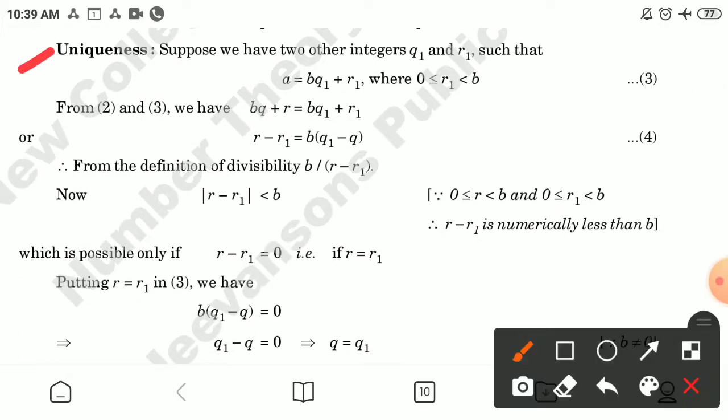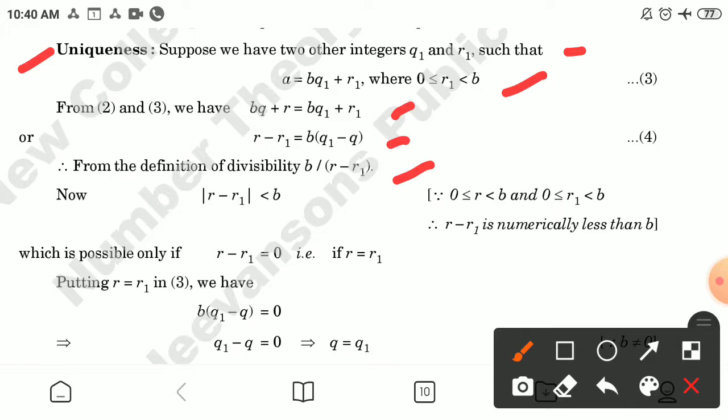suppose we have two other integers q1 and r1 such that a is equal to bq1 plus r1, where r1 is between 0 and b, marking this as number 3. From second and 3, we have bq plus r is equal to bq1 plus r1, or r minus r1 is equal to b into (q1 minus q), marking this as number 4. Therefore, from the definition of divisibility, b divides r minus r1.